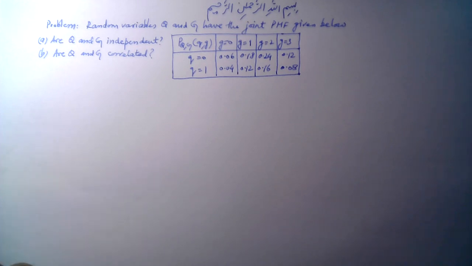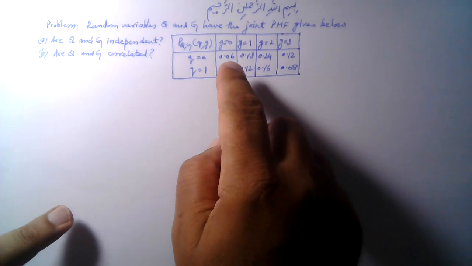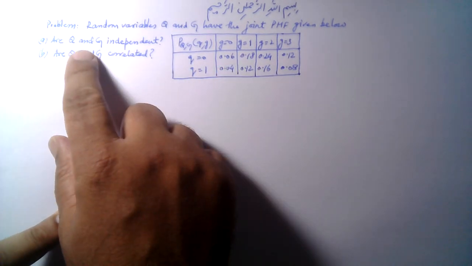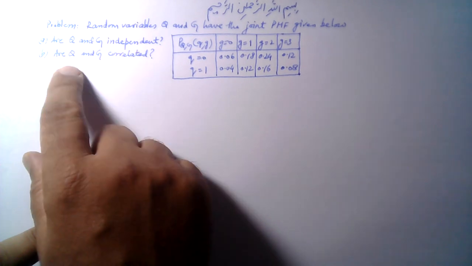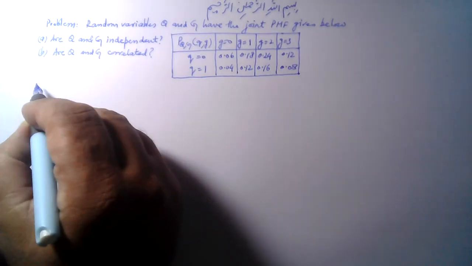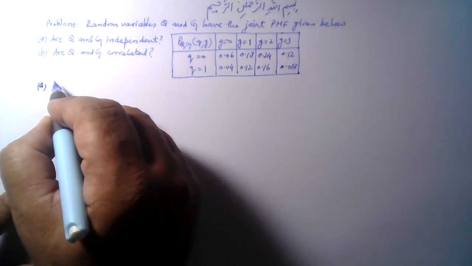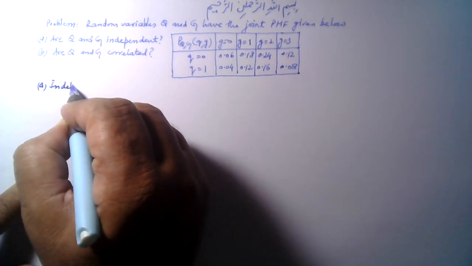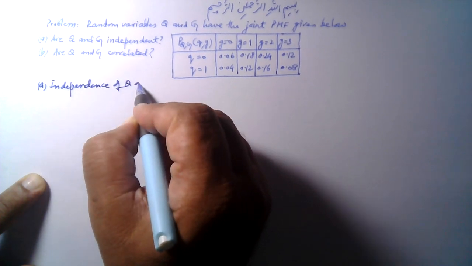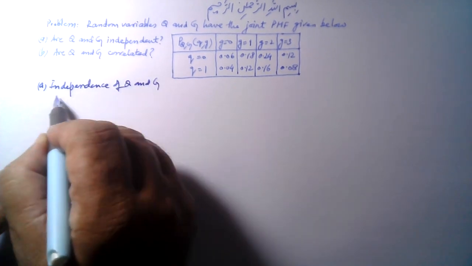So here is a problem that we have. Random variables Q and G have the joint PMF given below. The joint PMF is given here. And we are to find out, part A, whether Q and G are independent, and part B, whether Q and G are correlated. So let's begin with part A first. Independence of Q and G, right?